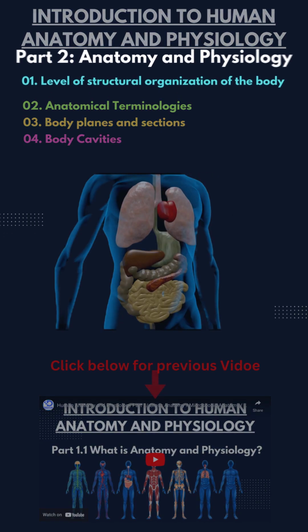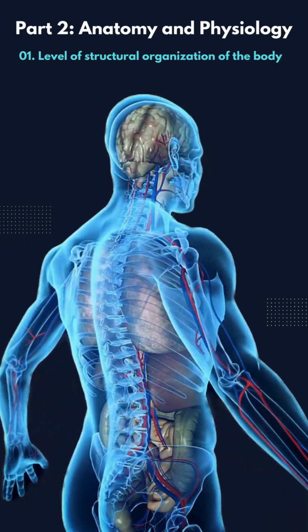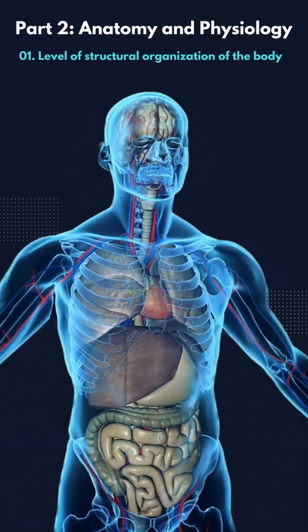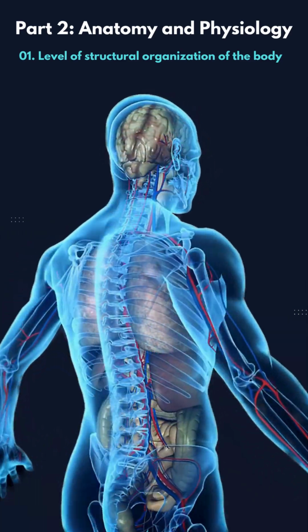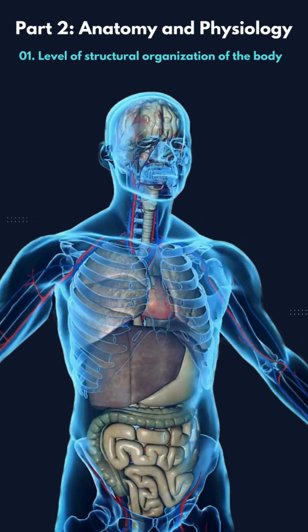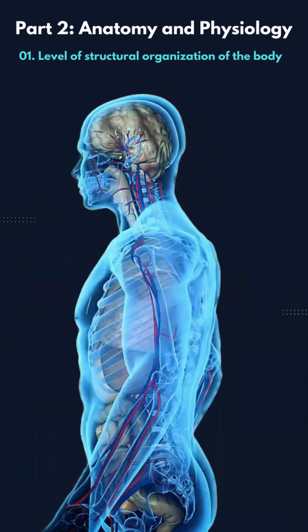Okay friends, now let us start with level of structural organization of the body. The human body has different structural levels of organization, starting with atoms, molecules and compounds, and increasing in size and complexity to cells, tissues, organs, and the systems that make up the complete organism. Okay, now let us focus on the screen.